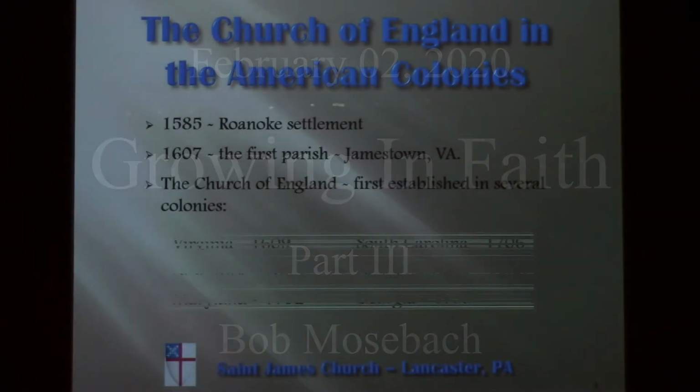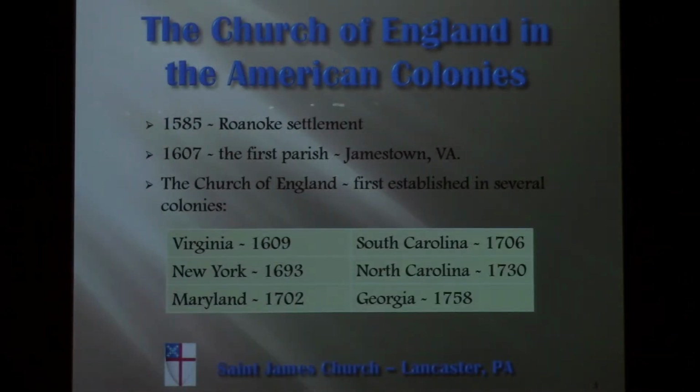All right, we have to back up a little bit before we can talk about the Episcopal Church, to talk about the Church of England in the colonies. We start with the first Englishman to set foot, at least as a settlement, in Roanoke in 1585. First parish then in Jamestown in 1607. And then the Church of England established its first colonies in this list.